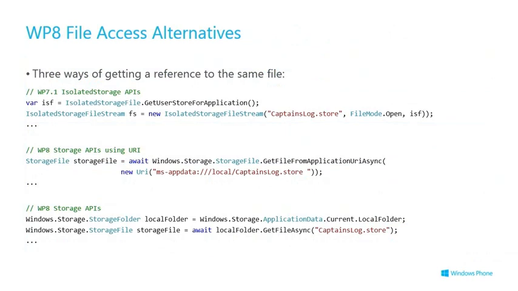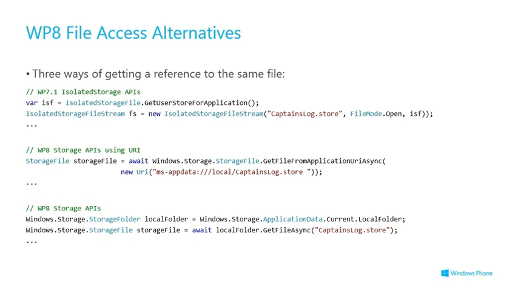All right, so let's talk about all these alternatives. Three ways to reference the same file. So there's the old school, but currently still relevant, isolated storage way to get to that same file: get user store for application, to get a reference to a particular file and to open it. Then there's the new URI-friendly Windows 8 style of working with storage file to open that. And then there's some storage APIs that maybe look a lot more similar to how you worked with isolated storage, where you access that local folder to get it currently and then to open those files.